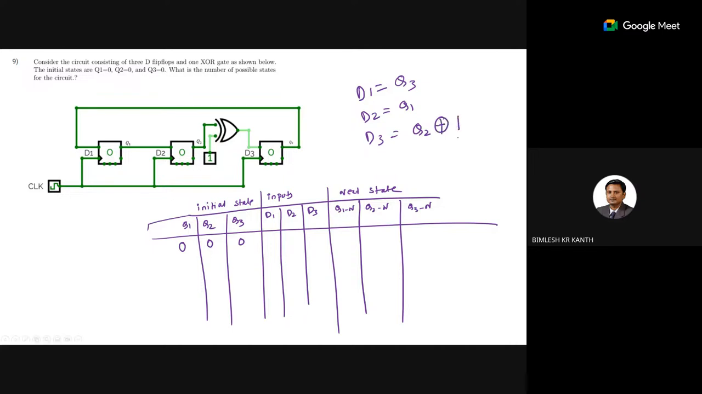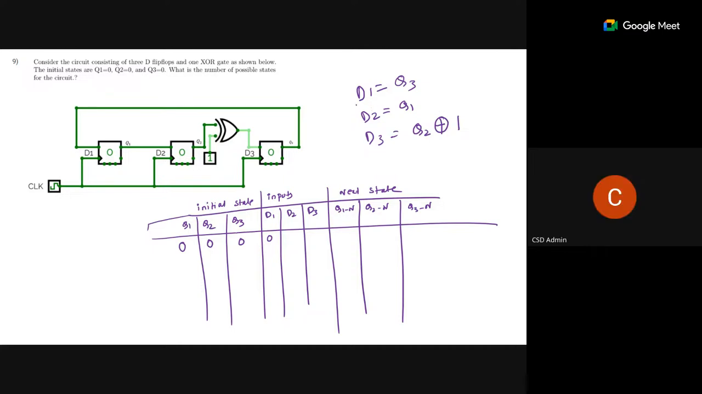This is 1, so this is 0. What about the Q2? It depends, Q2 or 1. So D1 will be Q3. It will be 0, right? Q2 or 1, what will it be? Okay, we'll see that, no worries. Let's do the 1 or Q2. D1 now is Q3.